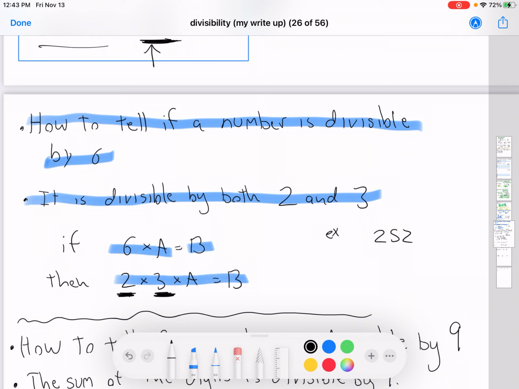So for example, 252. When I added up all of these numbers, right, 2 plus 5 plus 2, I got 9. So this thing was divisible by 3, but it's also an even number, so it's also divisible by 2. And if it's divisible by 2 and 3, it must be divisible by 6. So I could say 252 is divisible by 6.